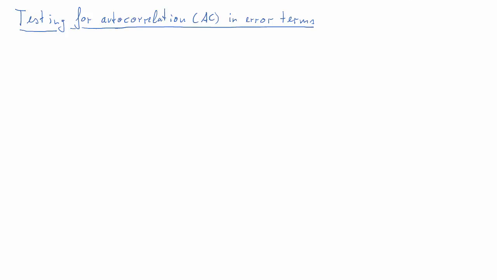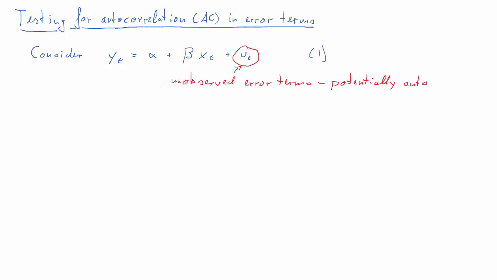So we're going to talk about testing for autocorrelation in regression error terms. Let's start out considering a regression model. This is going to be quite standard: dependent variable y_t, a constant, an explanatory variable x_t with a coefficient beta, and an error term u_t. We call that equation 1. This error term u_t is unobserved, but it will be potentially autocorrelated, and this is what we will be testing for.